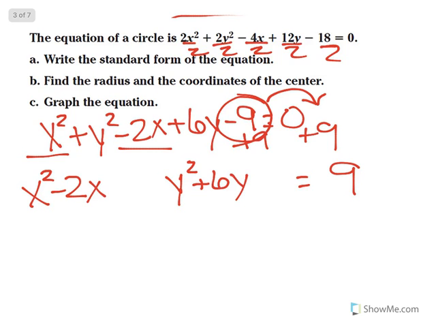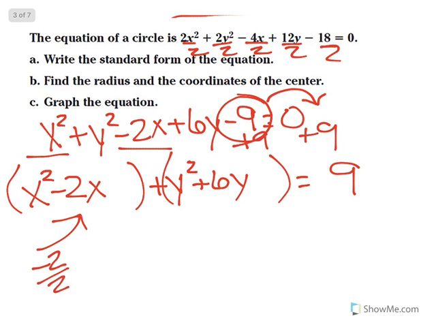Now I want to complete the square so that I can write it as a square. So we're going to take half of negative 2, so negative 2 divided by 2, and then we're going to square it. Negative 2 divided by 2 is negative 1, and when I square negative 1, I get positive 1.